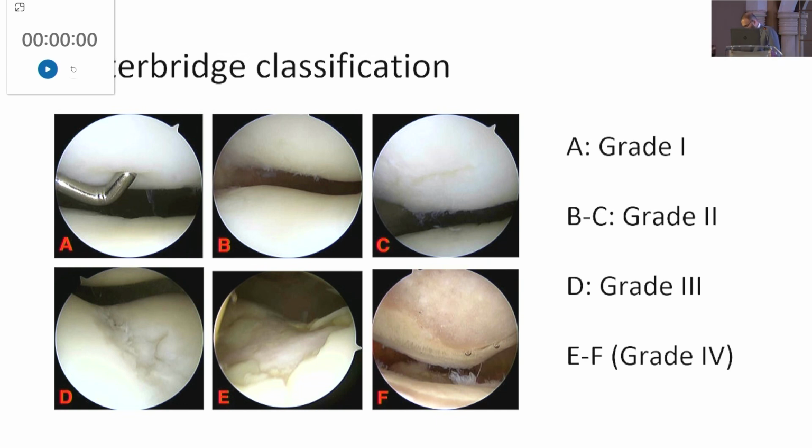Which one? Okay. No, I just want to point to it. There's a pointer. Thank you.